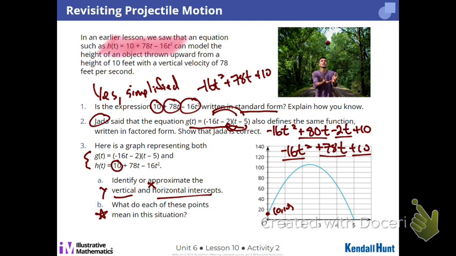How much time has happened at that y-intercept? 0. So if I'm looking at the factored form, look what happens to these parts of the factored form when the time is 0. They're gone. -2 times -5 is 10. It's there too. It's just a little more hidden.